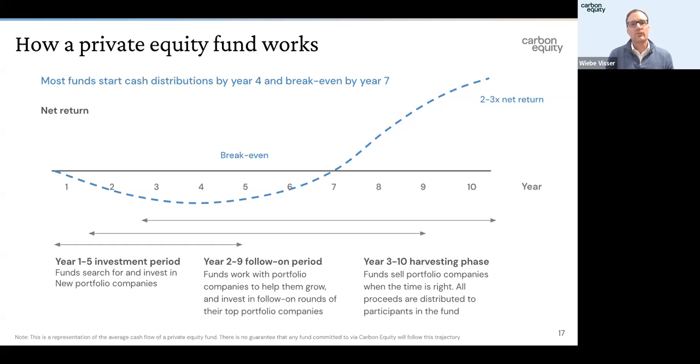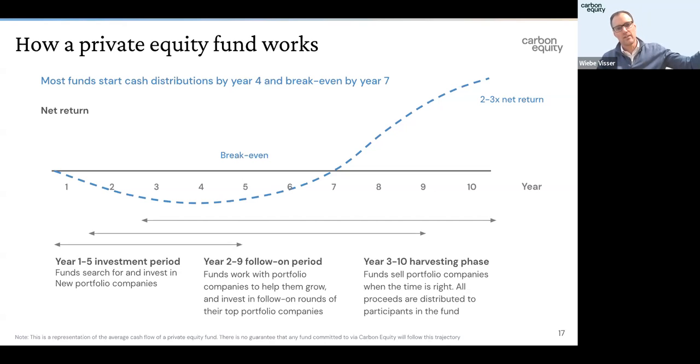The fund manager then has 5 years to invest in new portfolio companies. And then thereafter, for the remainder of the fund life, it can still invest in those portfolio companies for follow-on investments, for new rounds. For example, if they got into Series B, they can follow into a Series C round and even a Series D round. But from, let's say, year three up until year 10, they can also start selling some of these investments. It's the so-called harvesting phase.